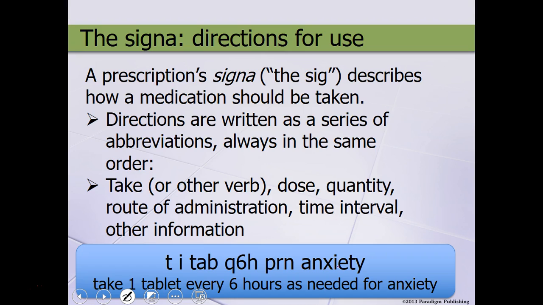So here we have take 1 tab Q6H PRN anxiety. And that's your SIG code. So that's a shortened version of what's down below. Take 1 tablet. Q is every 6 hours. PRN is as needed for anxiety.